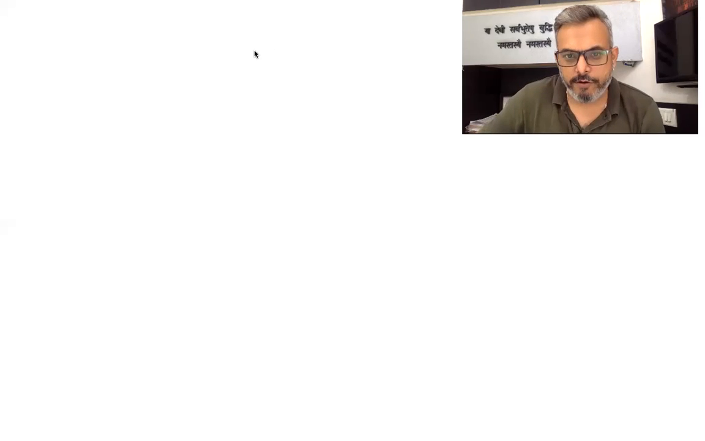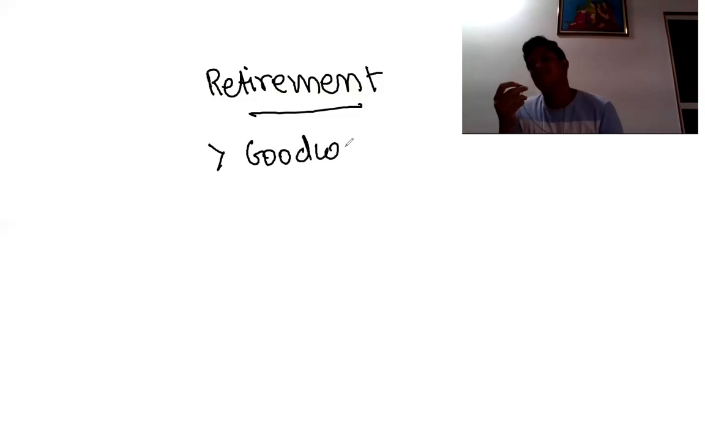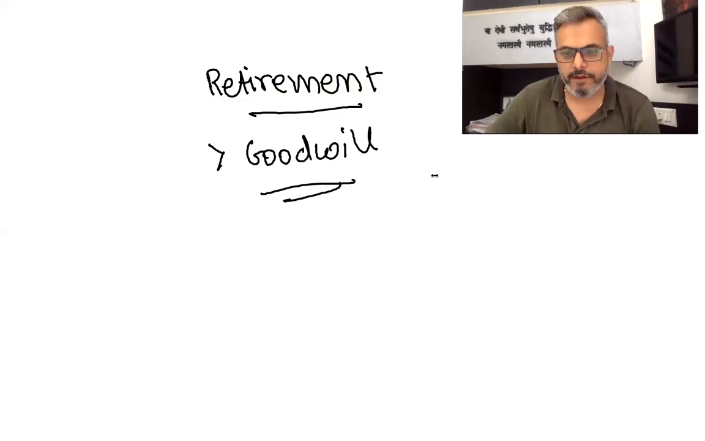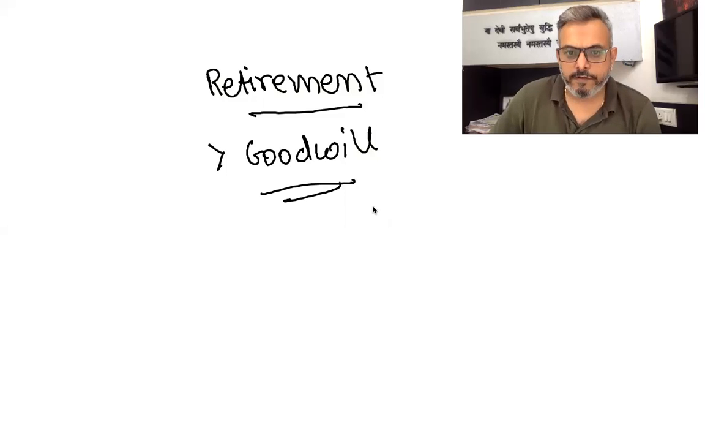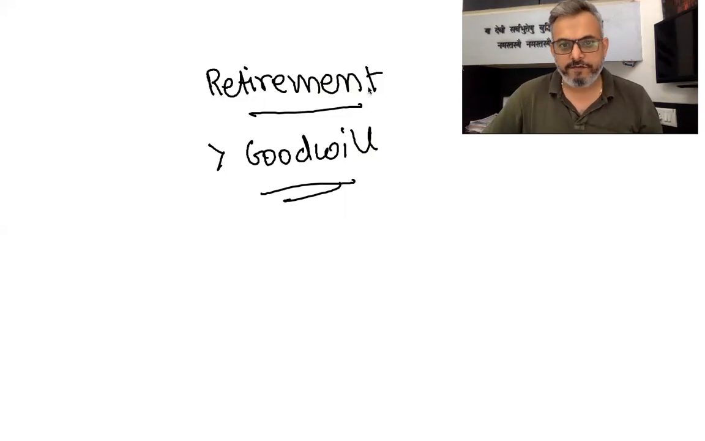Now, today we are going to do the retirement chapter, and in the retirement chapter, we are going to see the concept of goodwill. Obviously, goodwill related short sums are not going to come in your exam, but we have to do it because they will form part of your 8 mark sum which is going to come in your board exam.